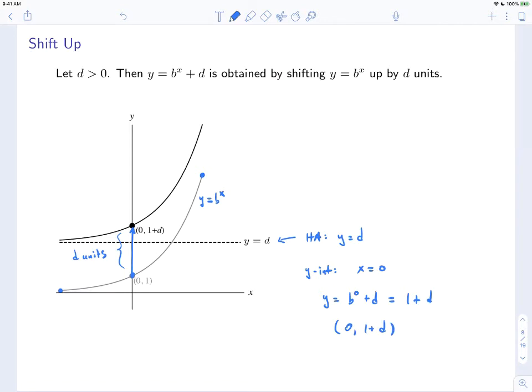So our y-intercept is (0, 1 plus d). The end behavior does change a little bit now, because now you can see that we have b to the x plus d. As x moves to the right, this still does go to infinity. However, now as you're going to the left, you're not going to 0 anymore. Now you're going to d.